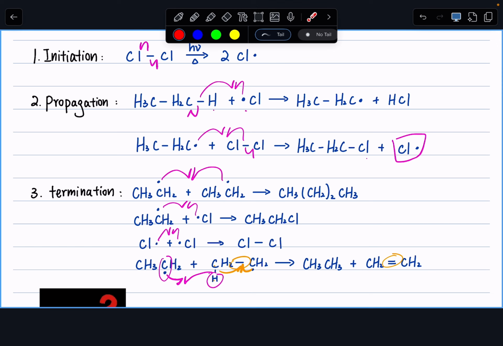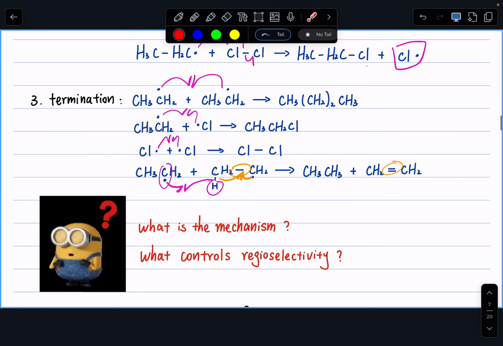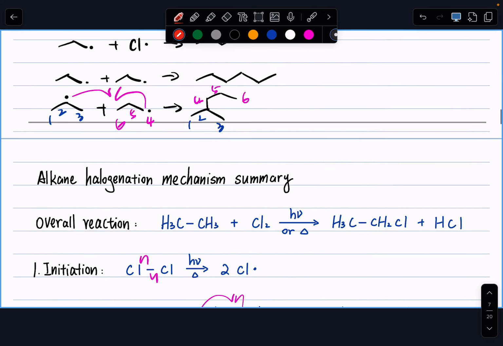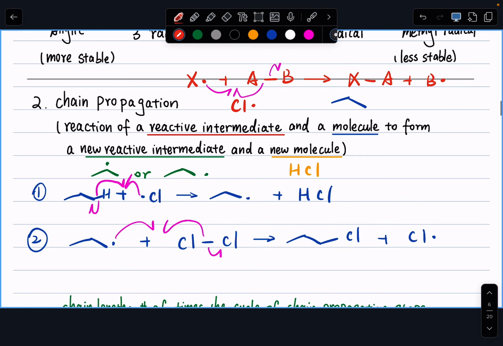All right, and then let's move on, right? So remember, we have two questions. First one is, well, what is the reaction mechanism? We have that solved. Next question, what controls the regioselectivity? So going back to our reaction mechanism, we can see where my regioselectivity is being determined. That's here, in my propagation step.